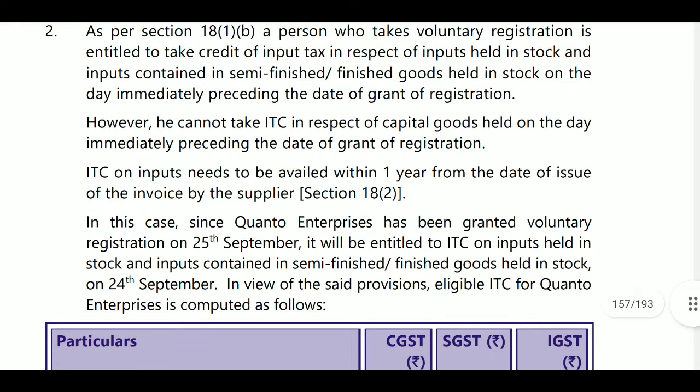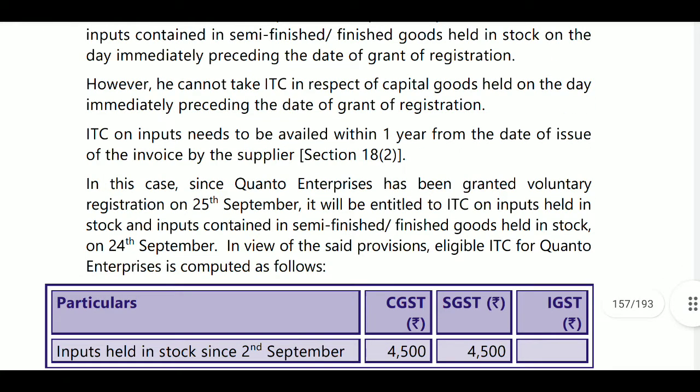And thus, however, it cannot take ITC in respect of capital goods held on the day immediately preceding the date of granting of registration. In capital goods, only two persons will be allowable, that is composition to normal person, and exempted become taxable. Only these persons will be eligible for capital goods ITC, and it will be reduced by 5% for every quarter.